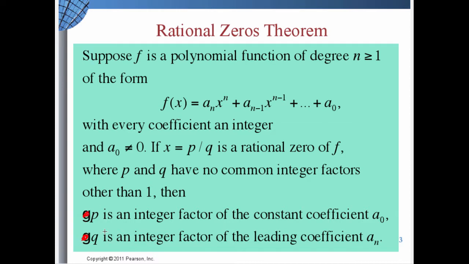So this rational zeros theorem says p are the factors of a sub 0, so the last term in our polynomial written in standard form, and q is an integer factor of the leading coefficient of our polynomial in standard form.